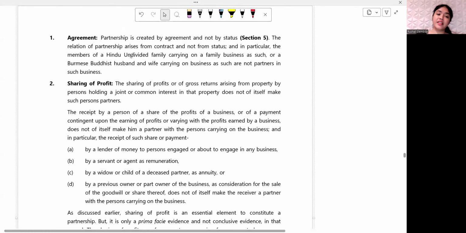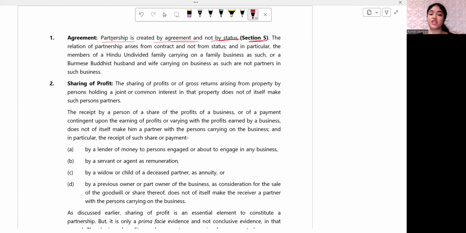Again, they have mentioned the same thing over here. Let's just go through it. Partnership is created by agreement and not by status. Section 5. You can't agree that we are partners from today by status. You have to enter into an agreement. This is an important aspect. The relation of partnership firm arises from contract and not from status.